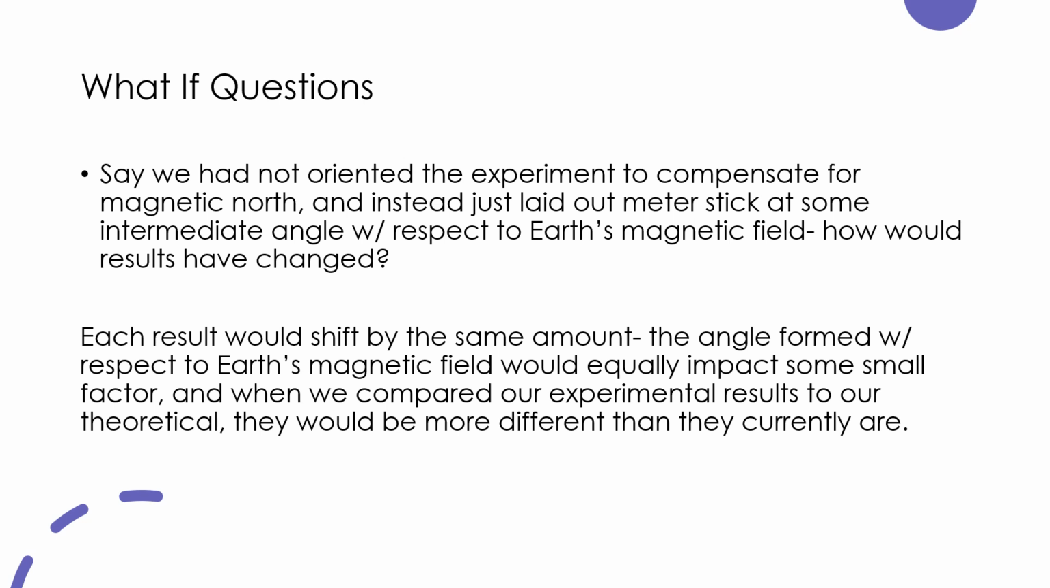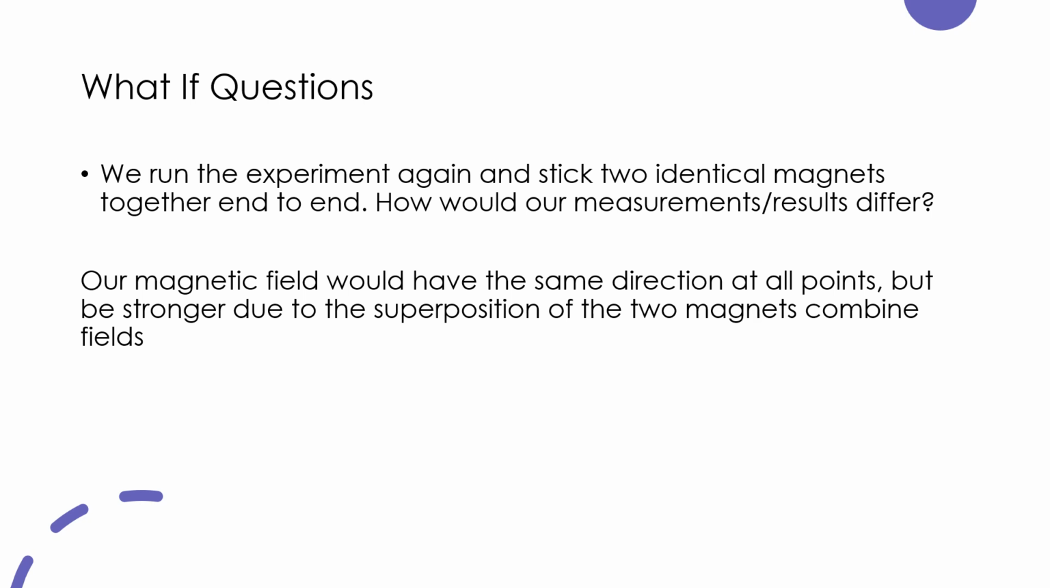Secondly, if we run this experiment again and stick two identical magnets together end to end, how would our measurement results differ? The answer is our magnetic field would have the same direction at all points, but be stronger, as the superposition of the two magnetic fields will combine to make one larger field, which is the same direction but stronger at each point.